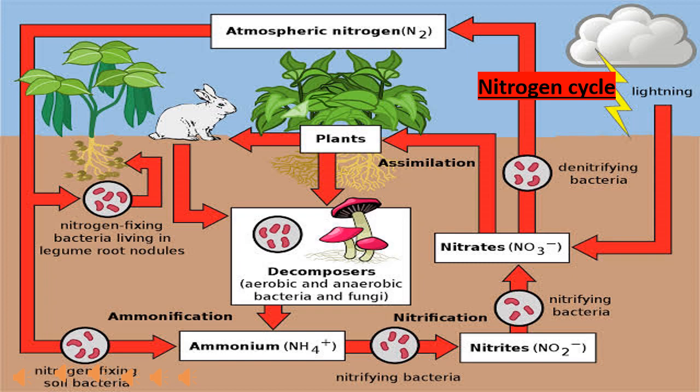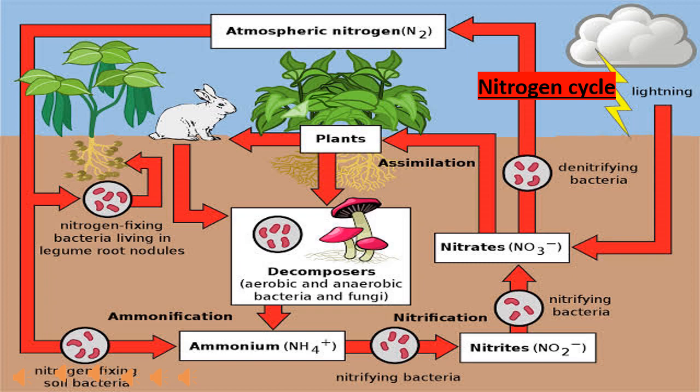Ammonification. When the plants or animals die, the nitrogen present in the organic matter is released back into the soil. The decomposers, namely bacteria or fungi present in the soil, convert the organic matter back into ammonia. This process of decomposition produces ammonia, which is further used for other biological processes.